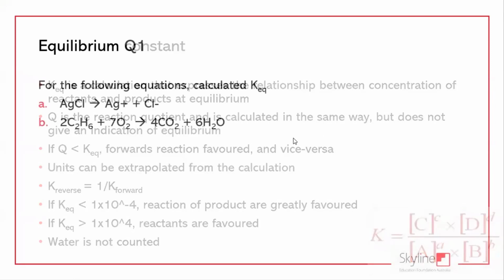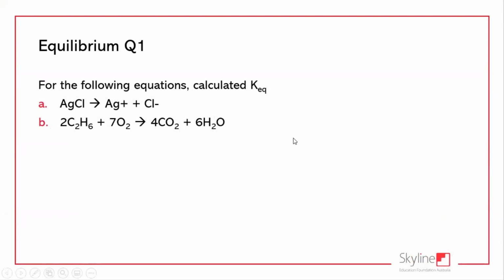All right, so for our practice questions here, we have AgCl becoming our 2 ions, and then ethane combusting to produce energy. Here, for this first one, we put our products on the top, so Ag plus and Cl minus. Our concentration is measured in molar. So we have molar times molar divided by molar. Well, M times M divided by M is just M. So that there is our unit for that value of K.